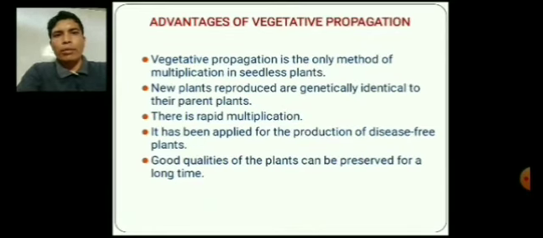Now let us know some advantages of vegetative propagation. Vegetative propagation is the only method of multiplication in seedless plants. New plants reproduced are genetically identical to their parent plants. There is repeat multiplication in vegetative propagation. It has been applied for the production of disease-free plants. Good qualities of plants can be preserved for a long time.